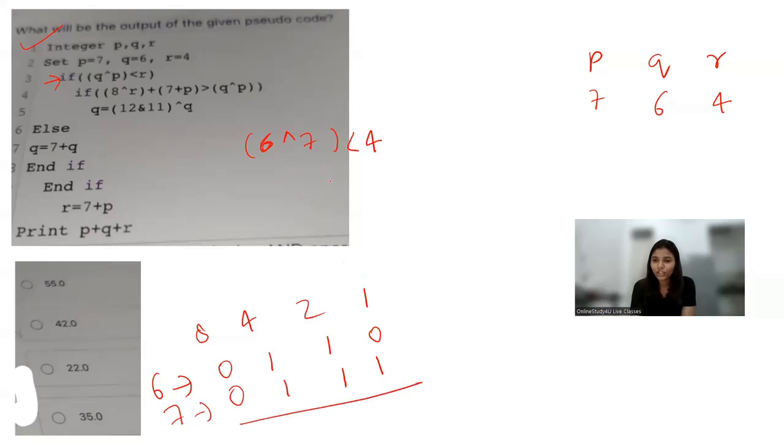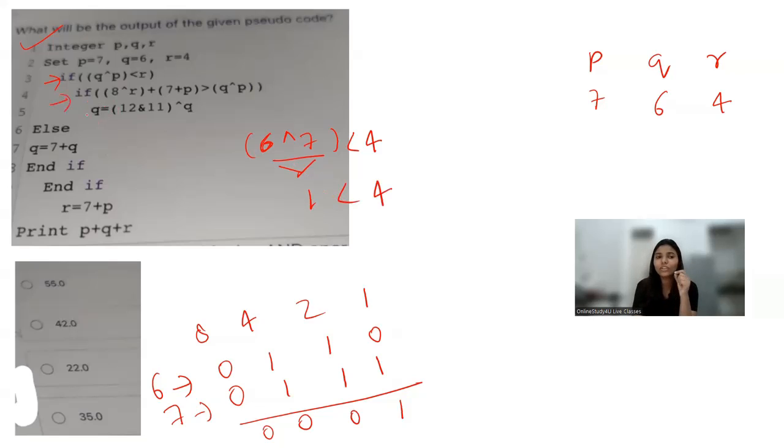Now we need to take XOR. XOR will work such that if both of the operands are different, in that case it will return us 1. So here different, 1. Here same, so it will be 0. Here again same, so it will be 0. Again same, it will be 0. So the answer is 1. So the resultant of this part is 1, is less than 4. Yes, this condition is true.